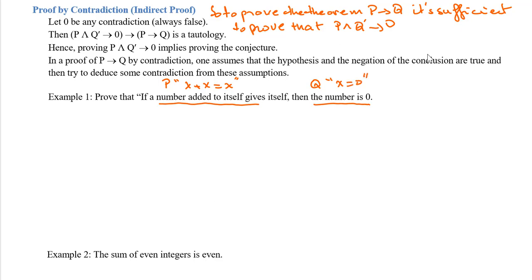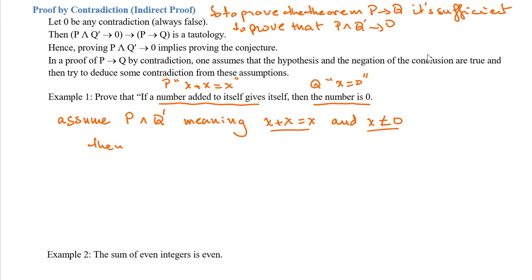So to prove this simple theorem by contradiction, what we're going to do is assume P and not Q. So we assume x plus x equals x, this is your P, and x is different than 0, this is not Q. Well, if that's the case, then what do we have? x plus x is 2x equals x, and x is different than 0. Because x is different than 0, I can divide both sides by x. So if I divide both sides by x, I get 2 equals 1.